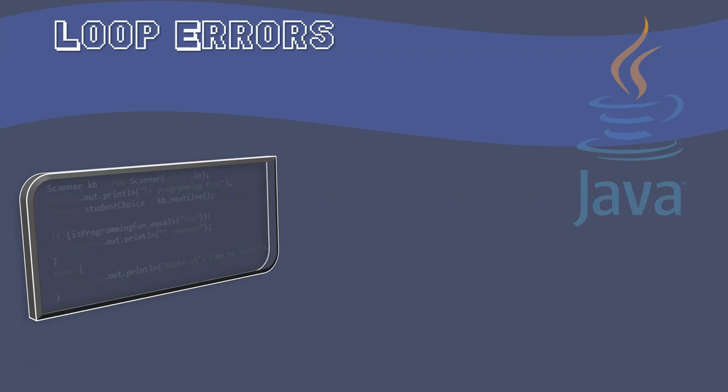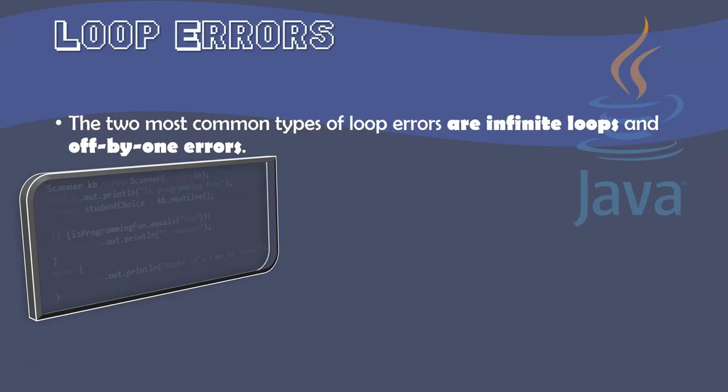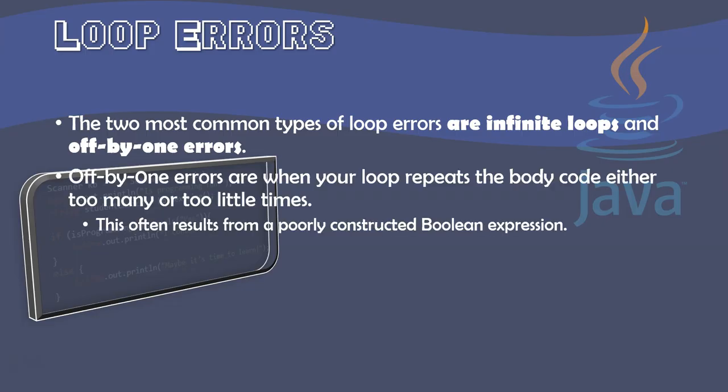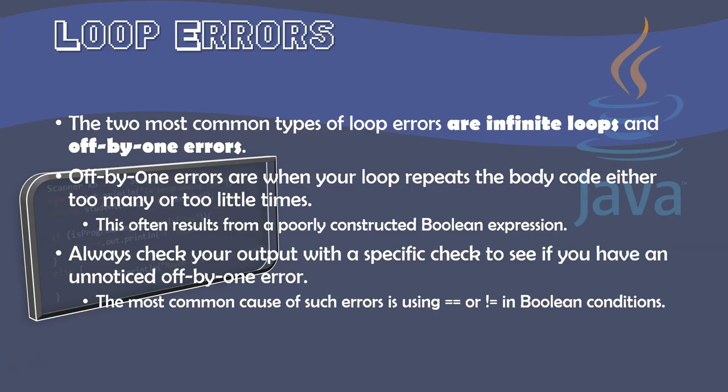When we look at loop errors, the two most common types of errors, outside of the Boolean expression itself, are an infinite loop and an off by one error. Off by one errors might be a little bit more tricky because our loop body is going to repeat the code either too many or too few times, so it's going one too many or one too few, or some variation of that. This goes back to the Boolean expression that controls the loop iteration, which is a very important part of our loop.